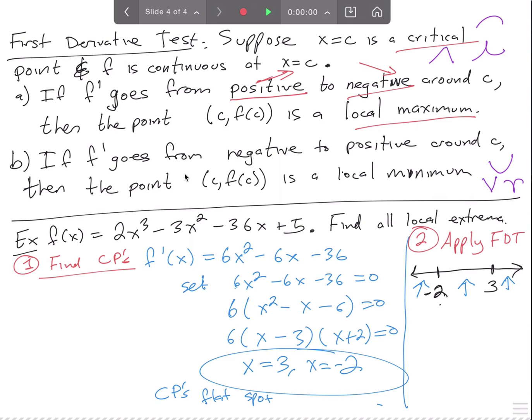Which one? Minus 3. Minus 3, okay, sure. What about between minus 2 and 3? 0. 0, and then? 4. Okay, now, what am I going to plug these into?